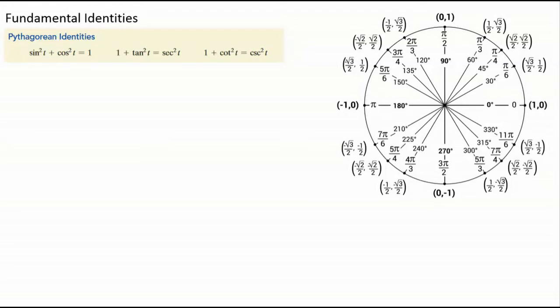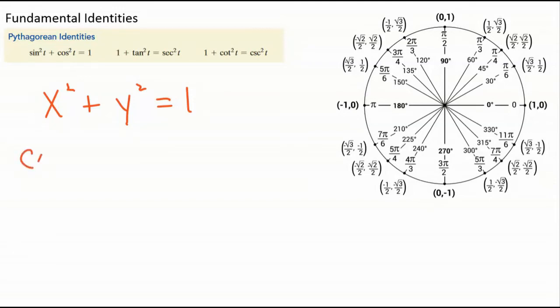Now, I don't have all 3 of those memorized. What I do is I memorize the first one, sine squared of t plus cosine squared of t is equal to 1, and I have a way of manipulating that one to get the other 2. But first, let me explain where this first one comes from. If you'll recall, the equation of a unit circle is x squared plus y squared is equal to 1. You also will remember that x, the x value on the unit circle, is cosine of t.